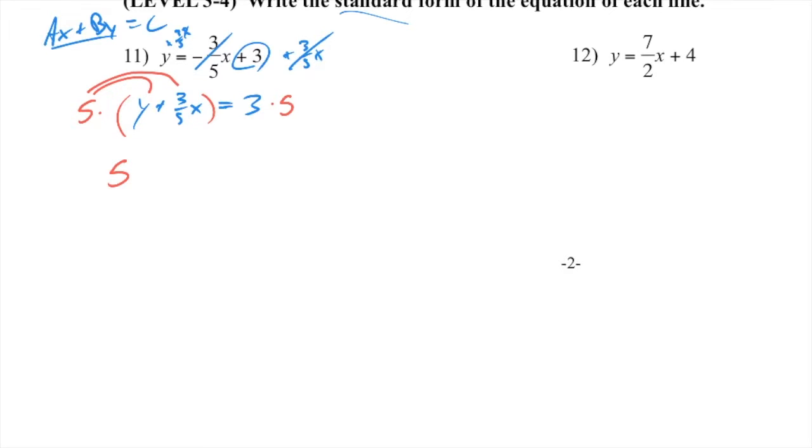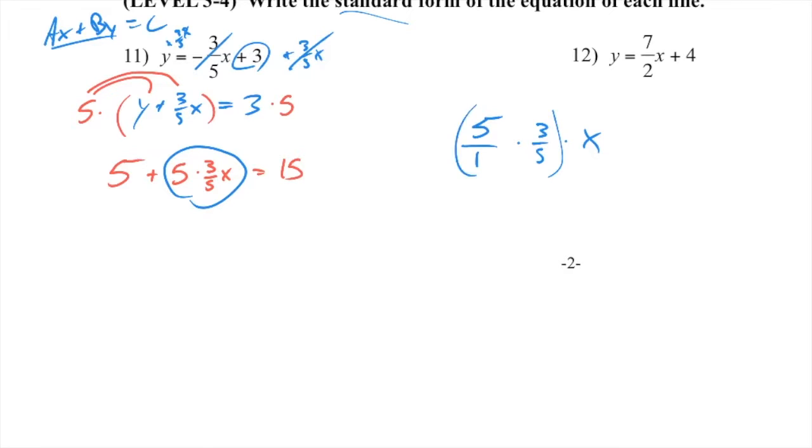This becomes, I'm just going to write it out, 5 times 3/5 x, and this side becomes 15. If you're not sure about this piece, this would look like, if you're multiplying, 5 over 1 times 3 over 5 times x, right? 5 times 3 fifths times x. That's what this is.